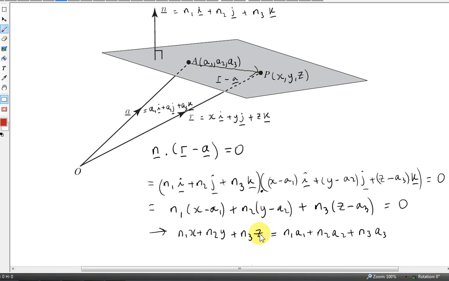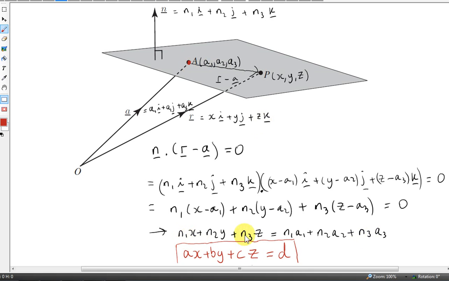Okay, I've gathered the x, y and z terms together, left them on the left hand side, and I've moved over the constant terms. So the components of vector n are constants. Remember, vector n is any vector that's perpendicular to the plane. It doesn't have to be a unit vector. Point A is a given point in the plane, so a1, a2 and a3 are constants.